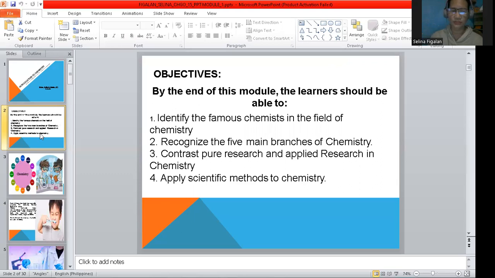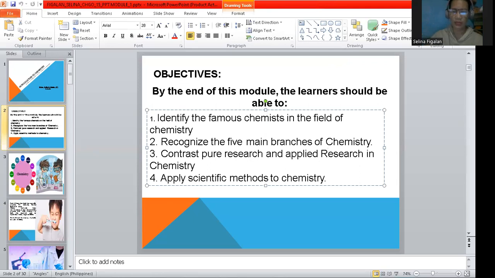Okay, number 3 is to contrast pure research and applied research in chemistry. So what's the difference between pure research and applied research? This one is about basic research. When you say basic research, it is about pure knowledge, and when you say applied research, it is about the application of that knowledge. So it is like a combination with your scientific method. So this one is pure research, this is basic research.